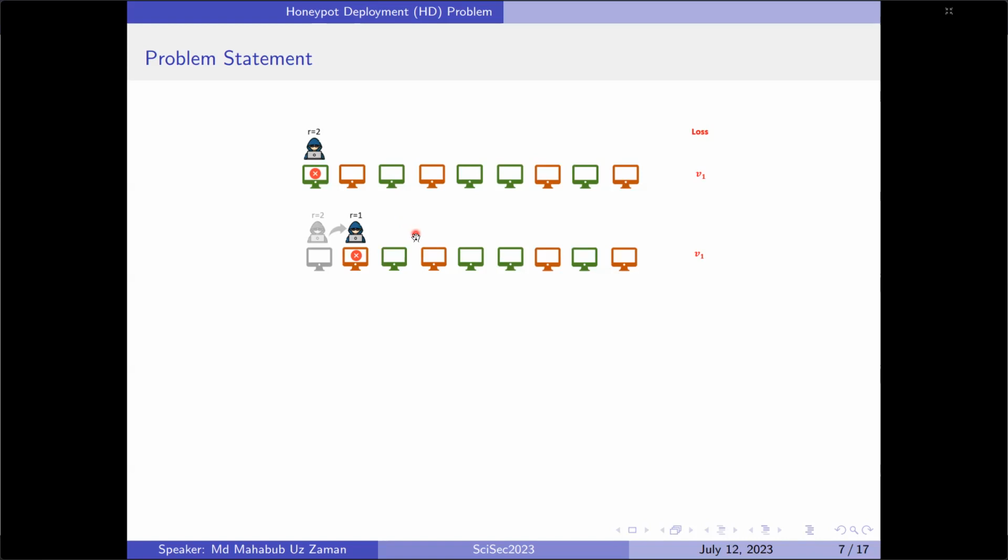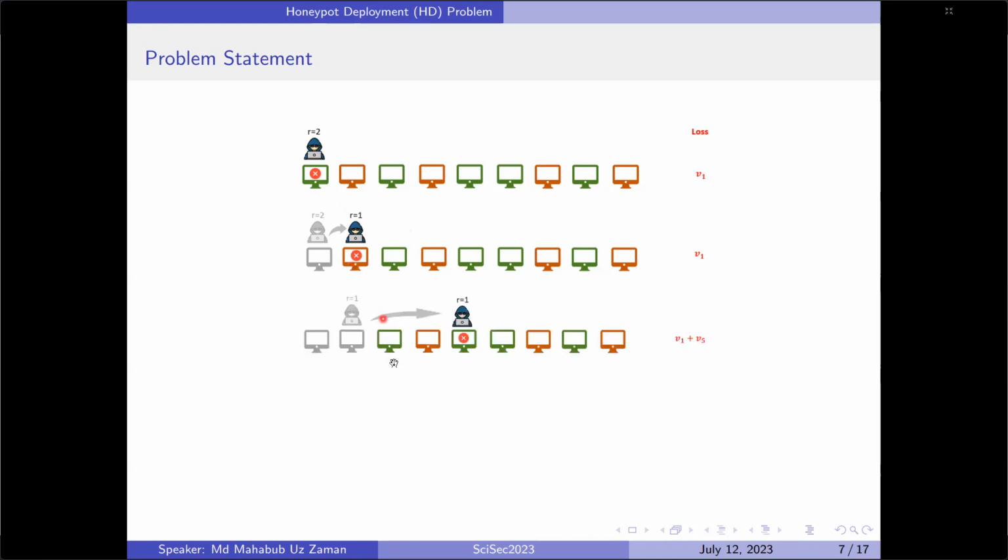So it also has a probability of belief about whether this computer is a honeypot or not. Let's suppose that, based on a biased coin toss, it decides to attack the computer. And when it attacks, fortunately this time it is a honeypot computer. Since this is a honeypot computer, the loss will not increase. So it will stay in V1, but one of the attacker's tools will be exposed, since this is a honeypot computer. So the attacker cannot use the same tool to attack a new computer.